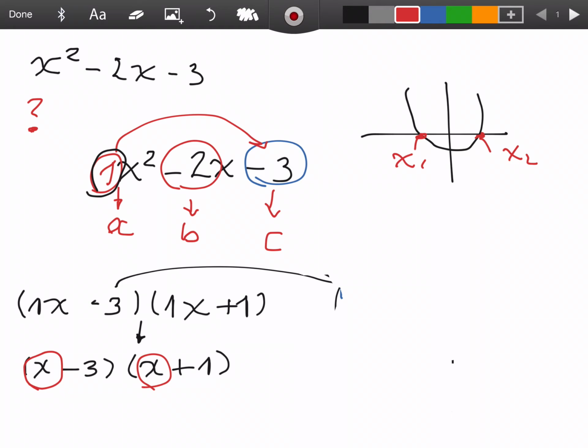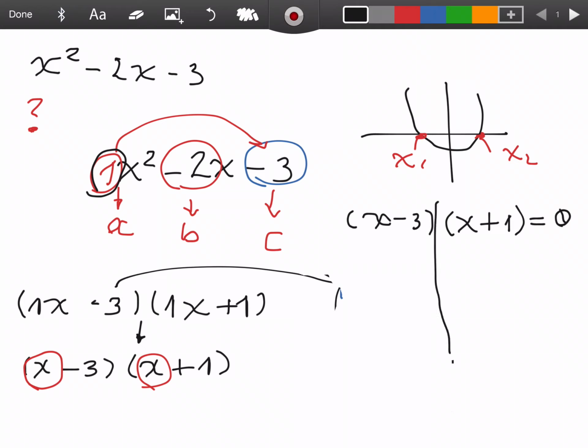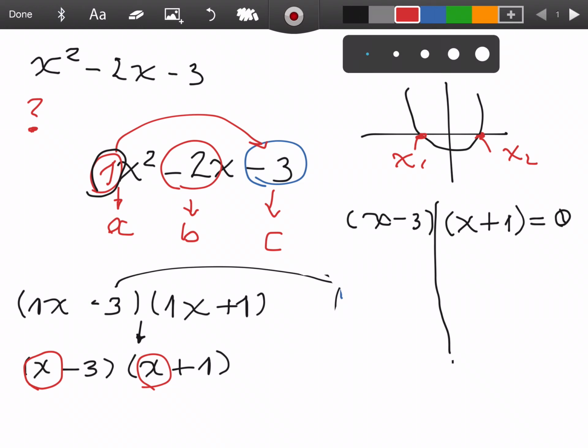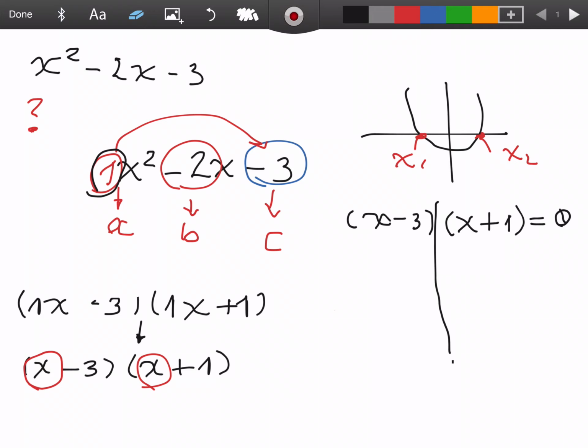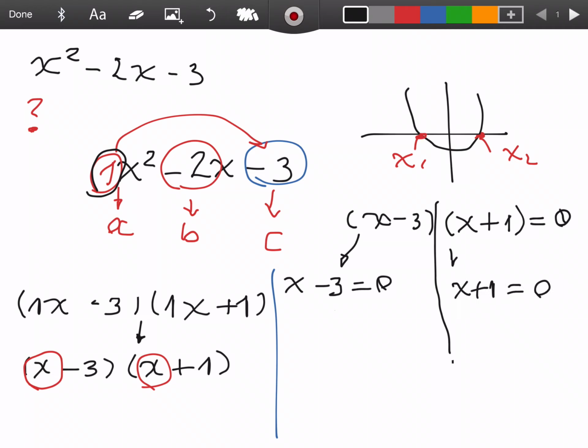How to do it? You're going to take the previous answer, x minus 3 and x plus 1, and make this expression equal to 0. That means you're going to take each bracket in a separate way and make it equal to 0. For example, this bracket is x minus 3 equals 0, and now this one is x plus 1 equals 0.